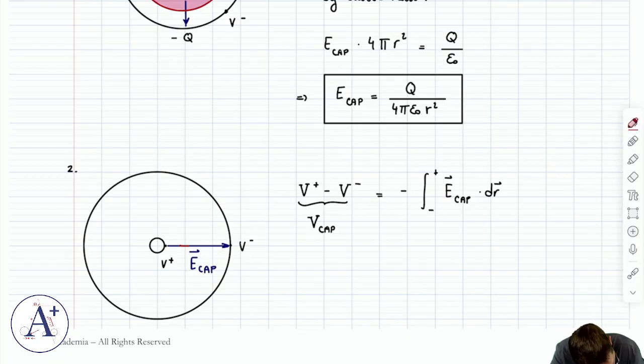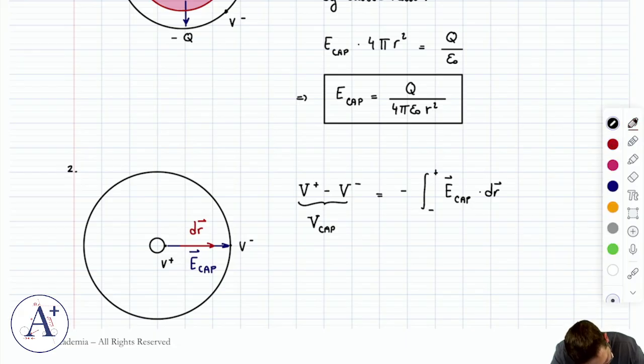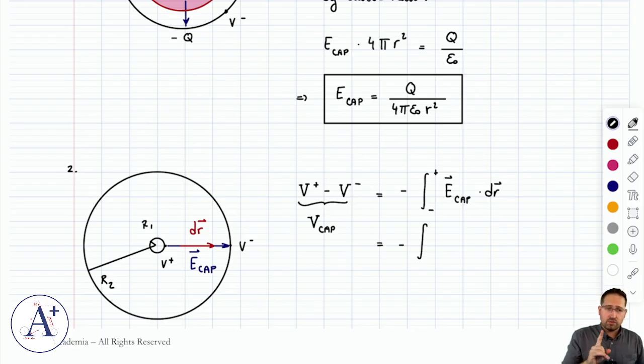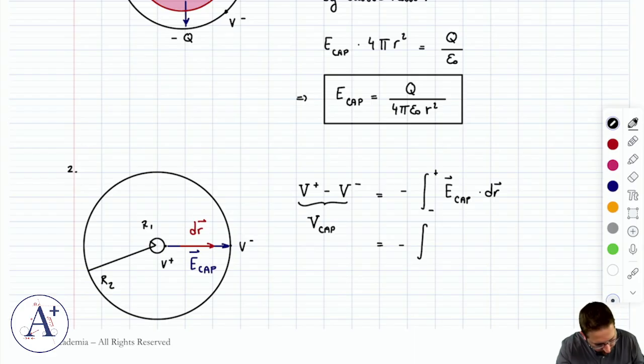dr is radially outward, like this. And just as a reminder, this is a radius R1, and this is a radius R2. So this is going to be minus the integral. E cap dot dr is, by definition, E cap in magnitude, cosine theta, where theta is the angle between these two vectors, times dr. Now the angle between these two vectors here is not 180 like before, it's just 0. They point in the same direction, so there's no angle in between them.